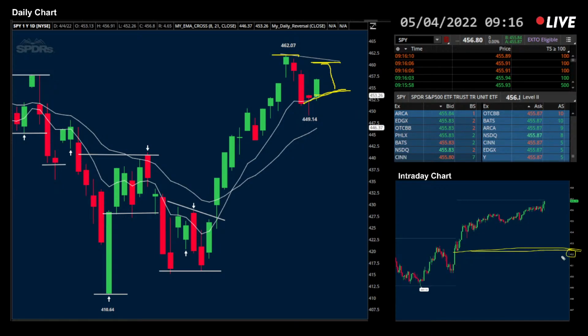Okay, below 452 I'll be bearish on the SPY, looking for a move below Friday lows, and with the next level 21-day moving average 446. So those are the levels.